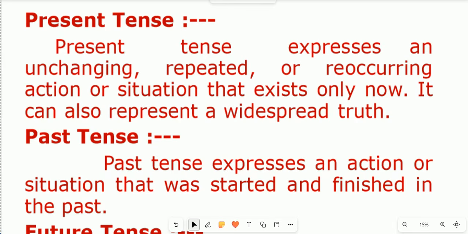So factual information such as universal truth will always remain in a present tense. Whenever we have to know that the statement is in a present tense, it means that you look into the tense, and then it must express something that is unchanging, or something that is repeated or reoccurring, an action or situation that exists only now. It can also represent a widespread truth. Remember, widespread truth can also be known as universal truth or universal facts. They are normally written in a present tense because that is a fact that cannot be changed into a past tense. Now, let us look into a past tense.